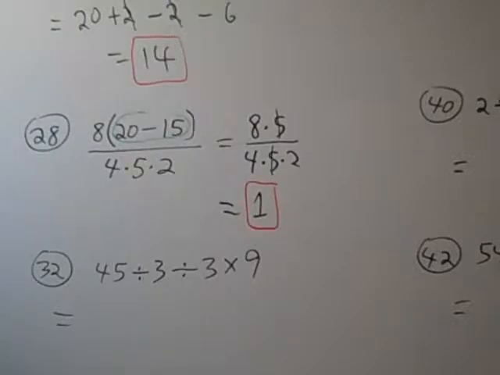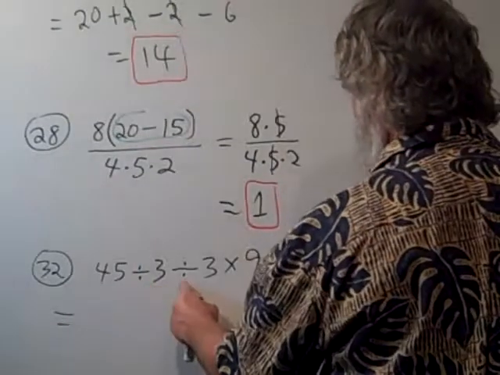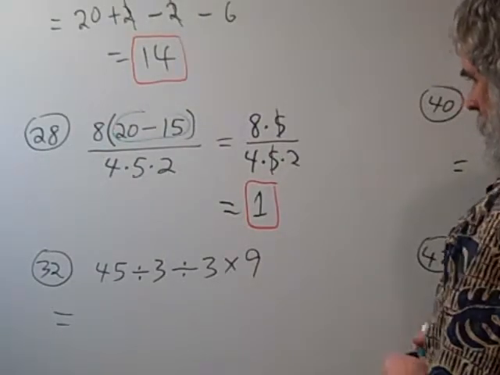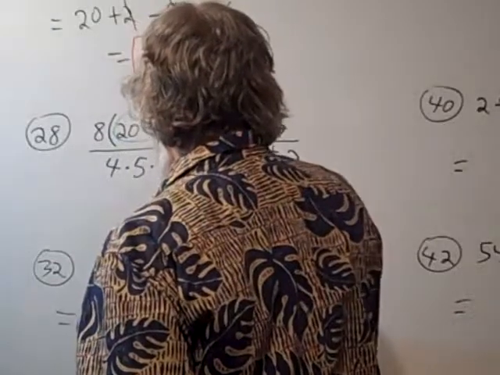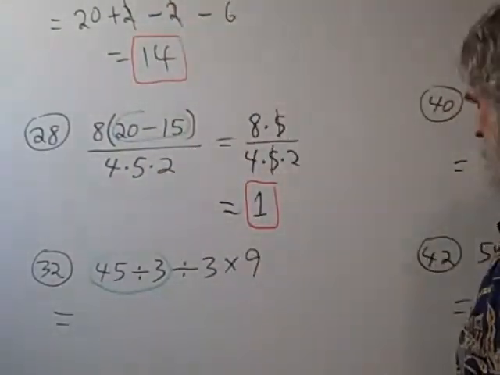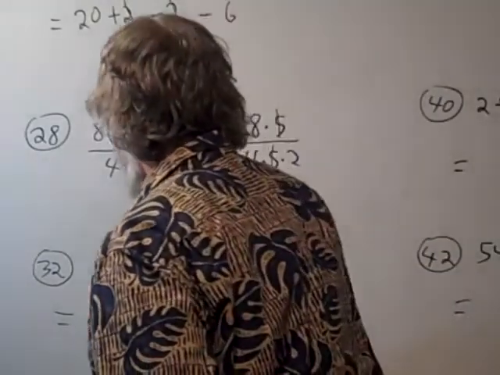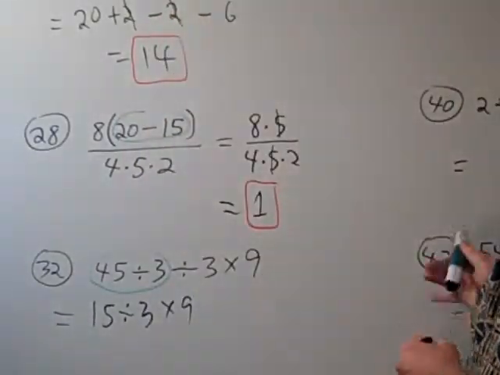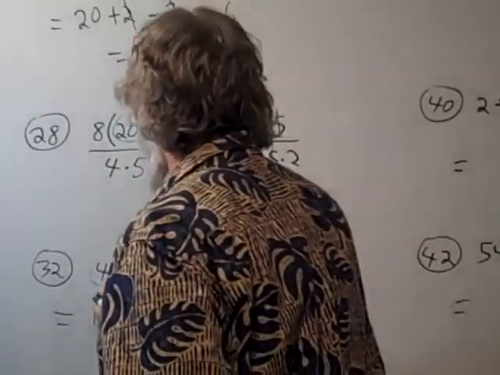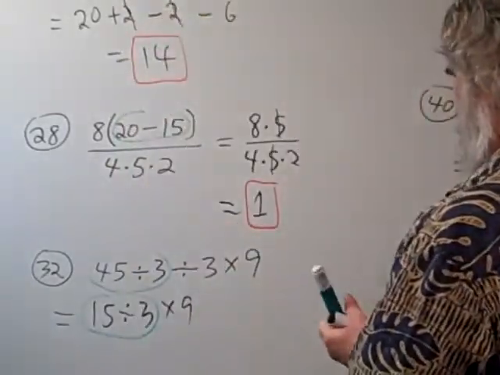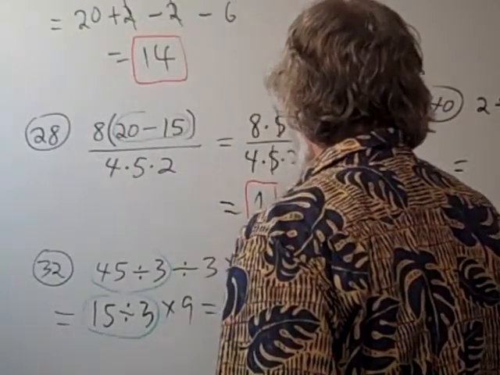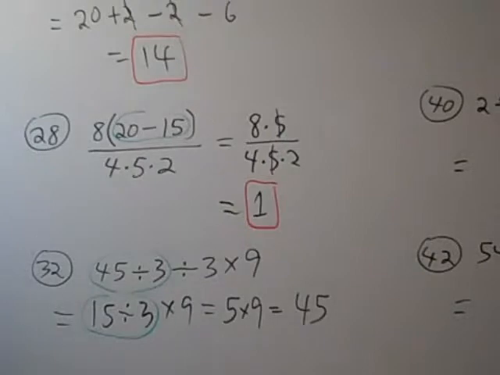For number 32 here, there's divides and multiplies, so we simply go from left to right, evaluating as we go. 45 divided by 3 is the first part, and that's 15. So we have 15 divided by 3 times 9. Next we evaluate the 15 divided by 3, going from left to right. 15 divided by 3 is 5, so this is equal to 5 times 9, which is 45. So that one simplifies to 45.